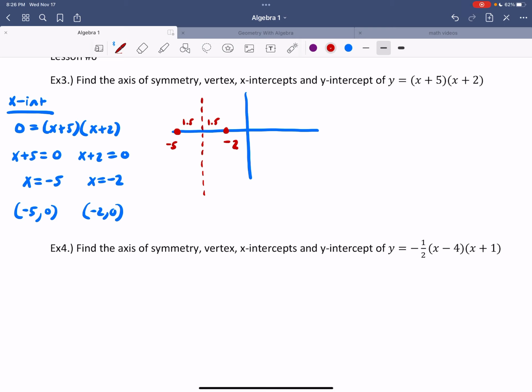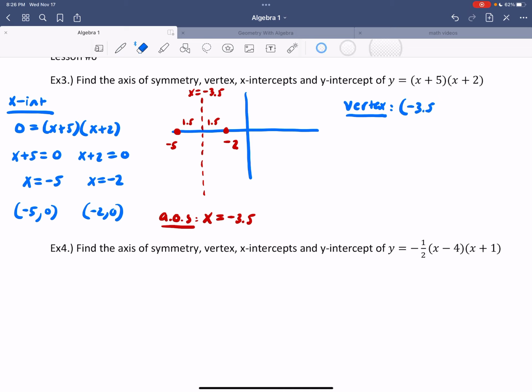So you're basically moving either to the right of -5 and to the left of -2, 1.5 units. So that would put me at -3.5. X equals -3.5. So that's my axis of symmetry. My axis of symmetry is x equals -3.5. And that becomes the x value on my vertex. So my vertex is at -3.5.